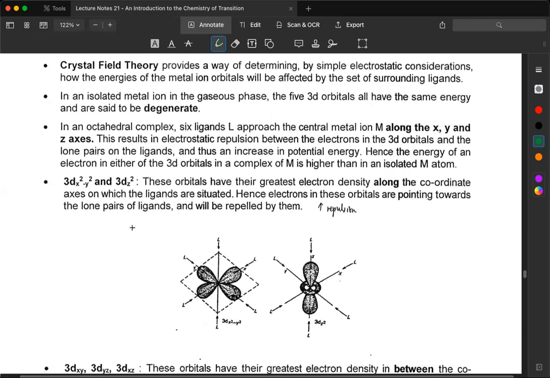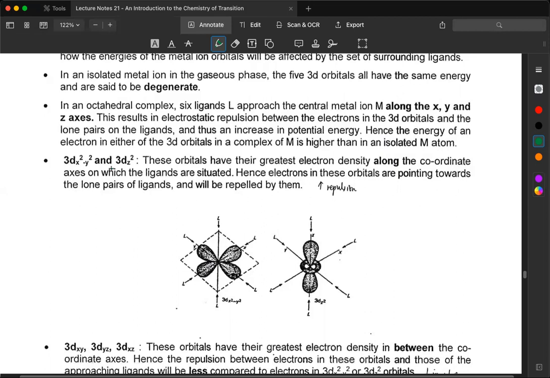In an octahedral complex, the six ligands will approach the central metal ion along the x, y, and z axes. This results in electrostatic repulsion between the electrons in the 3d orbitals and the lone pairs on the ligands, and hence increases potential energy. So the energy of the electron in the 3d orbitals in a complex of M will be higher than in an isolated M atom.